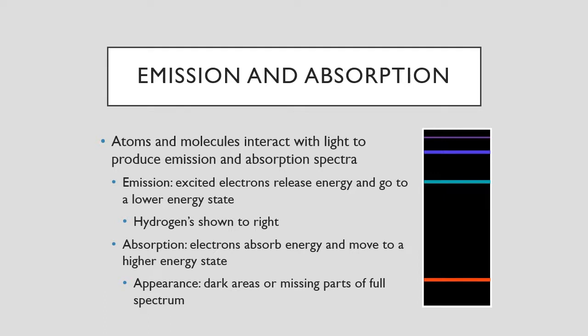Absorption spectra are produced when electrons absorb the light energy shown on them and in doing so move to a higher state. These have an opposite appearance to emission spectra. Instead of there being bright lines where the energy is being absorbed, there will instead be dark areas or dark lines where things are missing from the full light spectrum. This is because those specific energies have been absorbed.